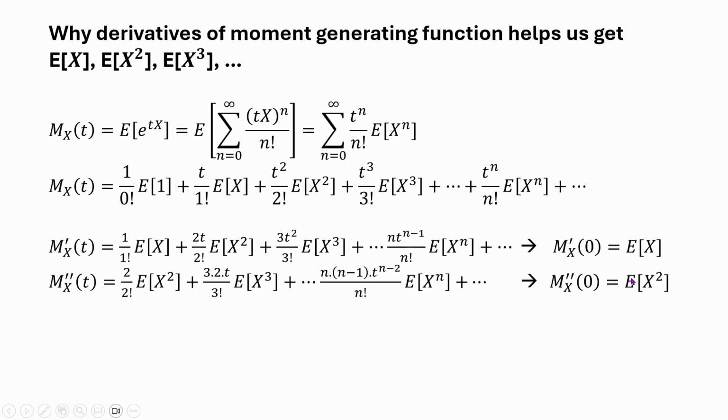If you're still not convinced, let's do this one more time. Let's take the second derivative. We are doing a derivative on the first derivative, so the constant term will be 0 and go away. This will become 2 by 2 factorial. This will become 3 into 2 into t by 3 factorial, and so on and so forth. If we now again equate t to 0, only this term will remain, which is E[X squared]. And all these terms will go away because t is in the multiplicative factor and t is 0 here. So we have successfully proven that the second moment is also generated by the second derivative. In this way, we can prove all the different moments.